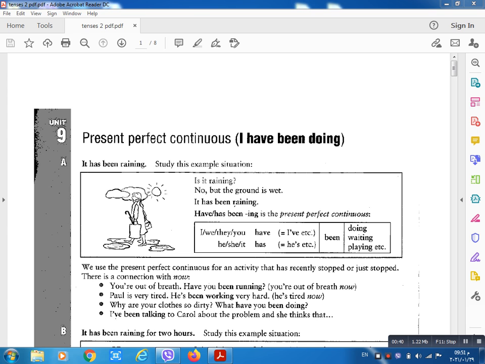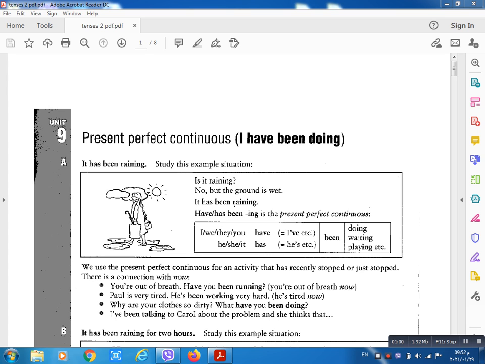Dear students, let's deal with the example situation. Is it raining? No, but the ground is wet. It has been raining. According to this structure, this is the present perfect continuous. It has been raining. What about the function of this tense?